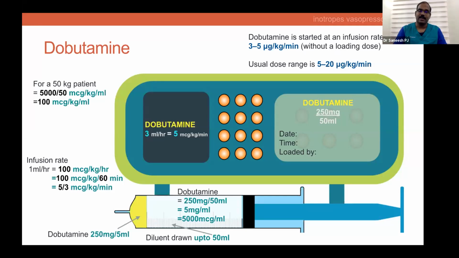So if you want to start at 3 to 5 mics per kg per minute, you can tell the nurse that you start at 3 ml per hour. We'll see the response and up titrate depending on the response.